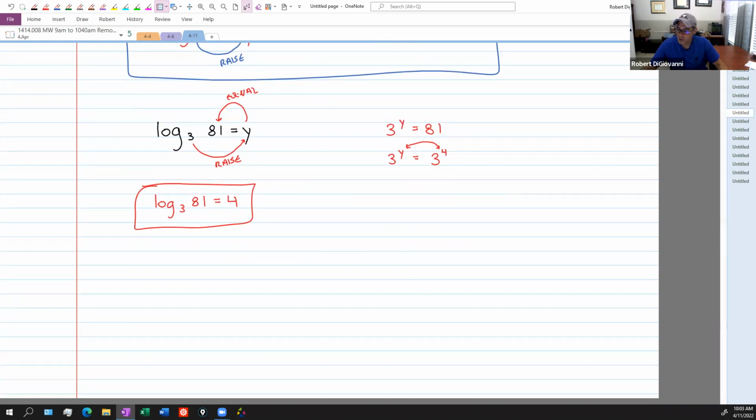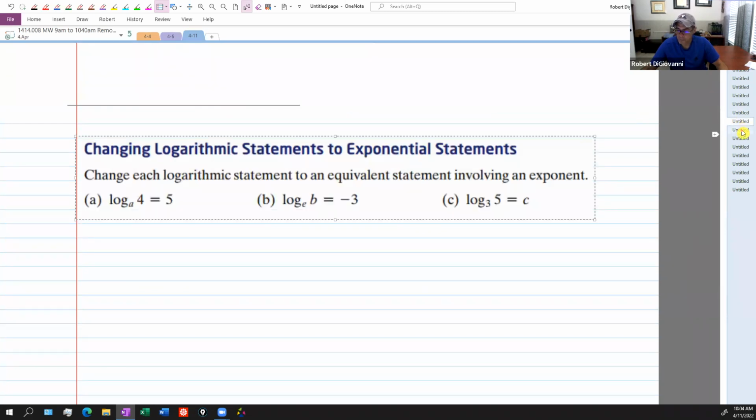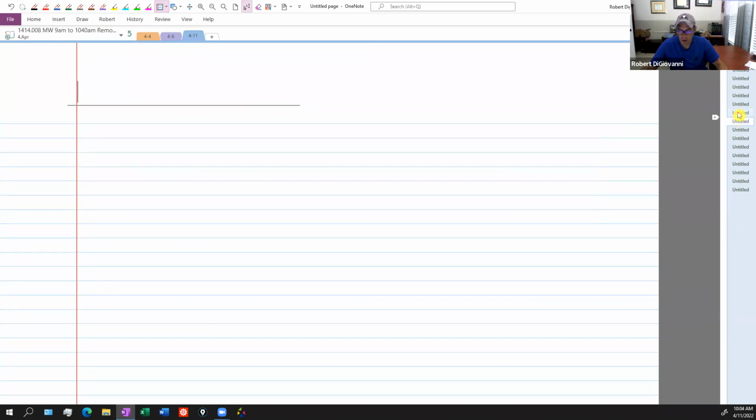All right, I want to show you something else before we get to some examples from the book. So when it comes to logarithms, tell me whether or not you believe this is true. I'm going to write something down here. 3 squared equals 9. We all agree with that? 3 squared is 9. But another way I could have written that is log base 3 of 9 equals 2. Those are equivalent statements, aren't they?